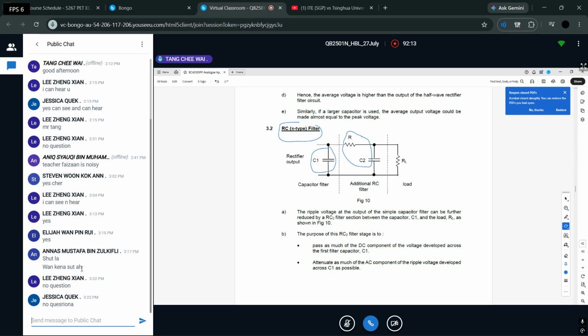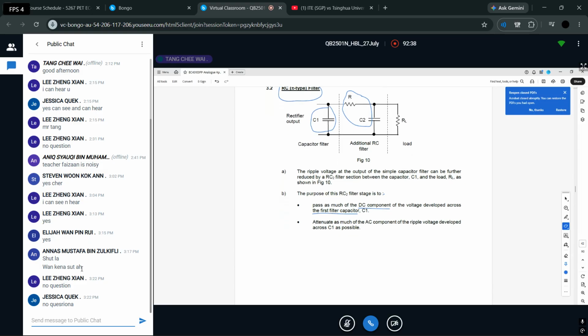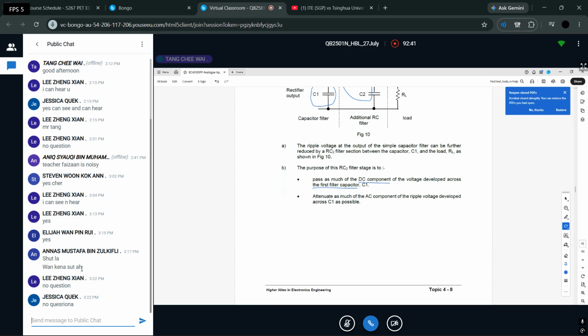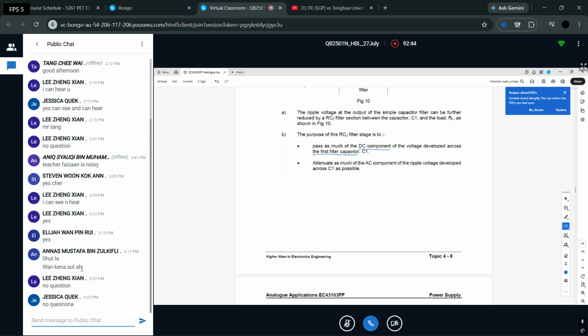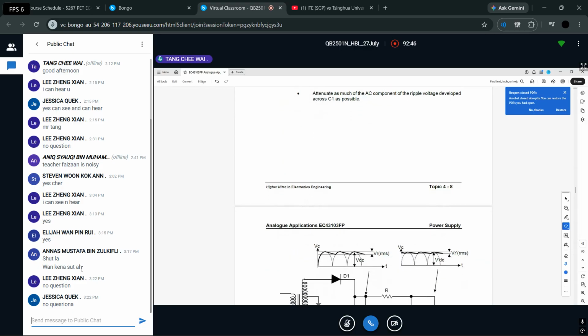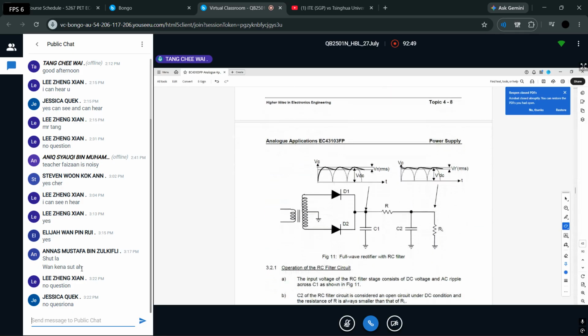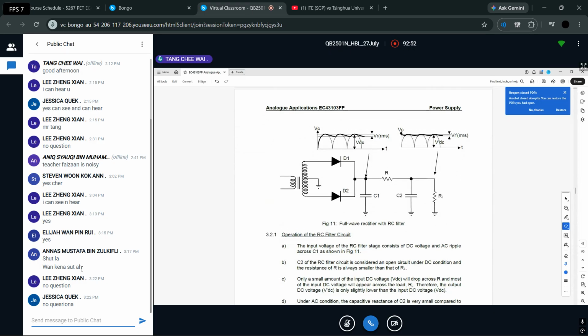Of course, here they also tell you why you want to add it: to pass as much of the DC component of the voltage developed as possible to the first capacitor. So that hopefully you get a smoother ripple. That's the purpose. That's another type. Now maybe take a second look here, it may help you understand better.